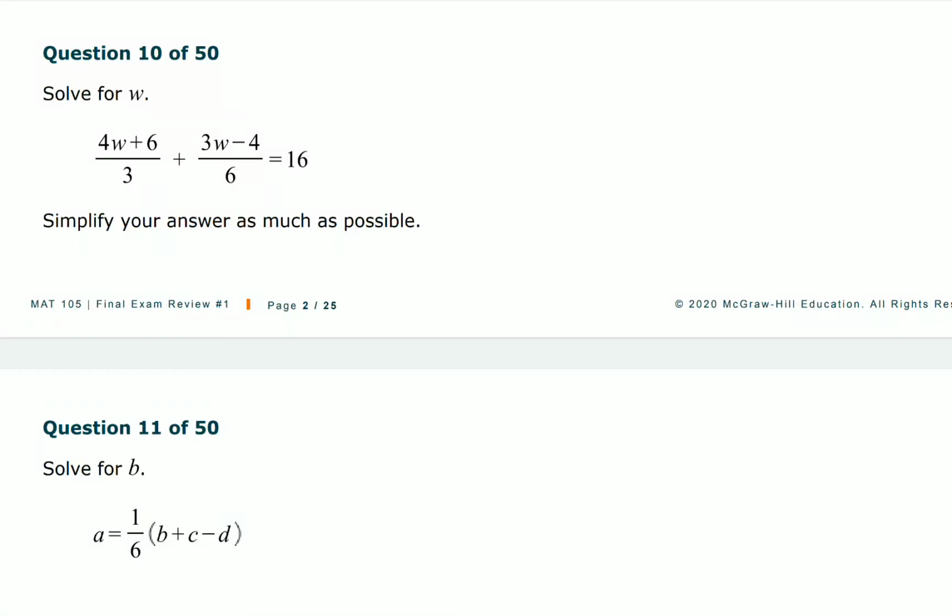Question number 10. Solve for w. 4w plus 6 divided by 3 plus 3w minus 4 divided by 6 equals 16. Simplify your answer as much as possible.